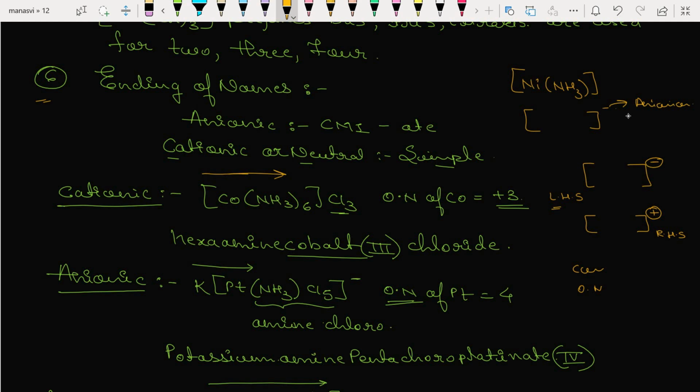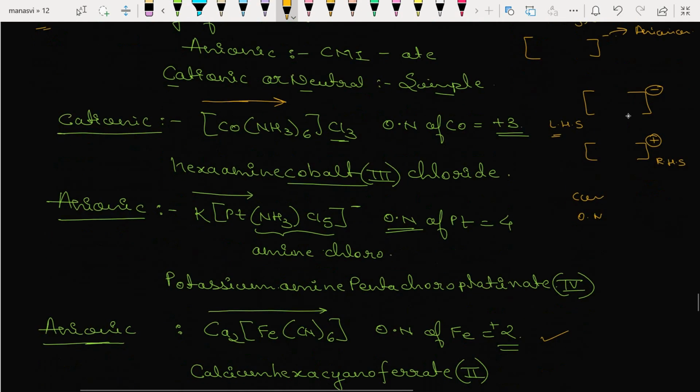Now another example we're going to take is the anionic complex. Again, see the same trick. Anything that is written on the left hand side of the coordination sphere, then the complex ion would be negative. That means the complex would be anionic, and if it is anionic, the ending of the central metal ion will be done in ate. Okay, so the name would be potassium amine pentachloride platinate, and the oxidation number of platinum is found to be 4. Again, the name of the ligand is written first. Now again I've told you, always go from left hand side to the right hand side.